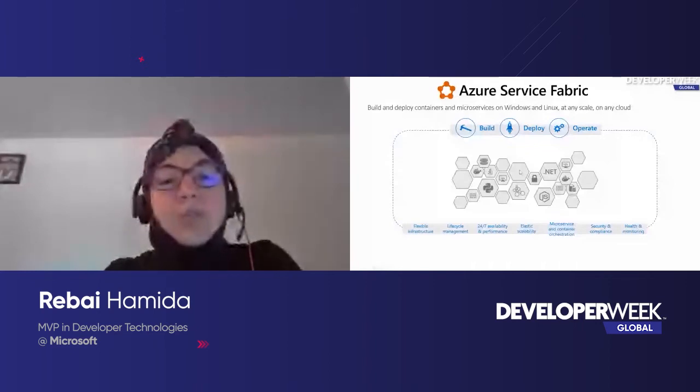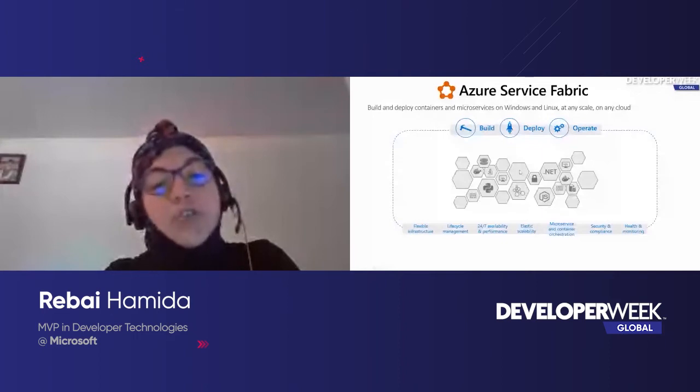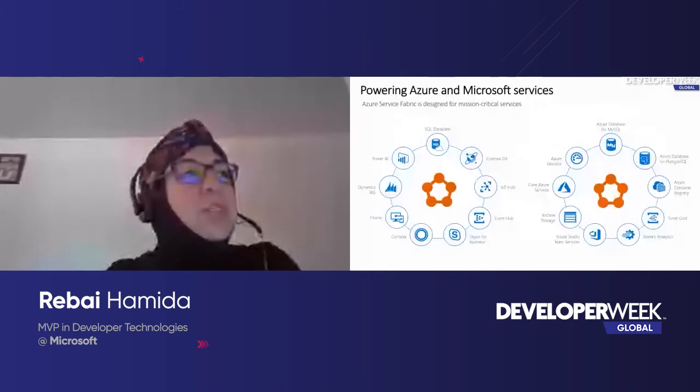Service Fabric is an open source project and it's used in many Azure infrastructure services as well as other Microsoft services, including Azure Event Hub, Azure Cosmos DB, Azure SQL DB. Here we have what's in Azure. Here we have many other services.